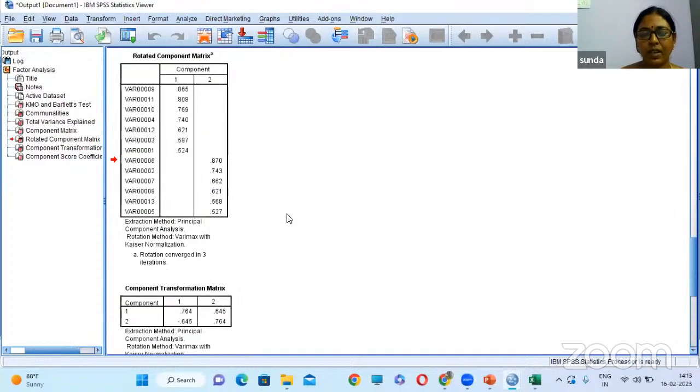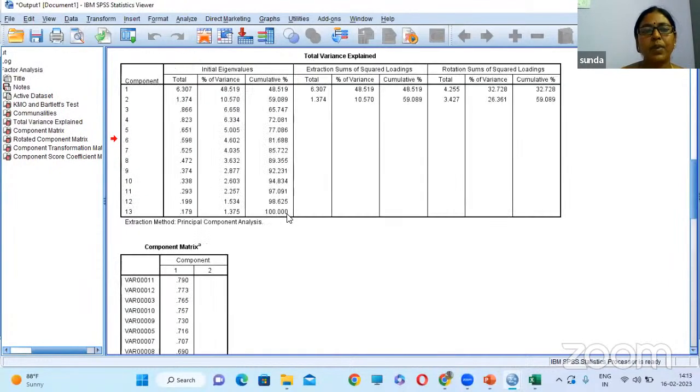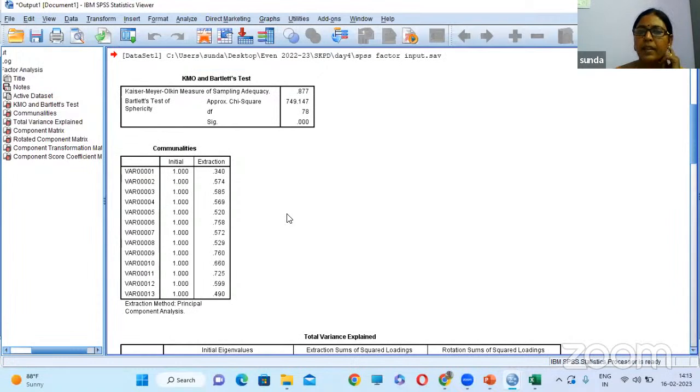Now we have to understand how to interpret this particular information. First thing is your KMO Bartlett test. This is the first step we have to consider. I told you, this will tell you whether your sample is adequate enough to apply factor analysis, right? Significance level, we have to check. The significance level is less than 0.05, so we can proceed with this.